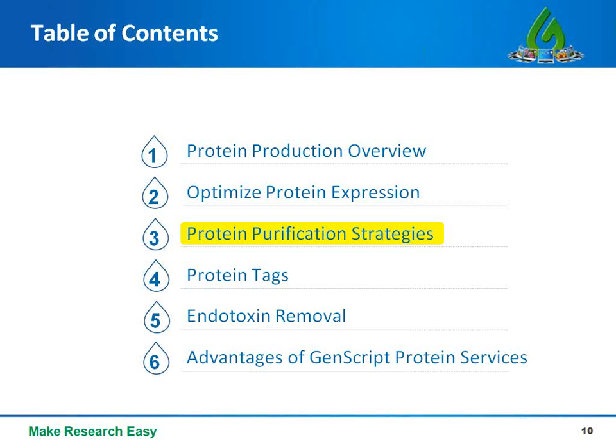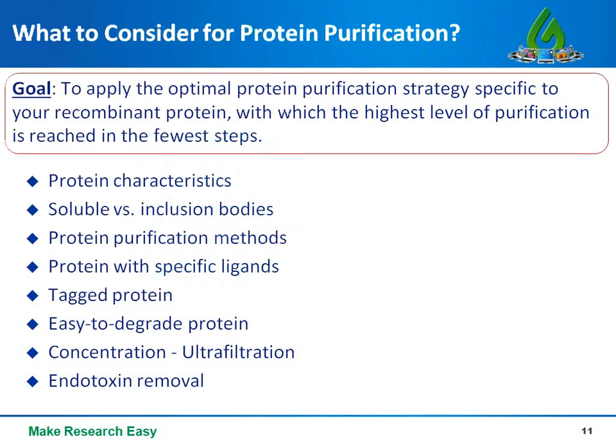Once the protein is expressed successfully in your chosen system, it comes to protein purification. Almost unavoidably, every protein purification step results in some degree of protein loss. To obtain sufficient amount of pure protein, it's critical to apply the optimal protein purification strategy specific to your recombinant protein, with which the highest level of purification is achieved in the fewest steps.